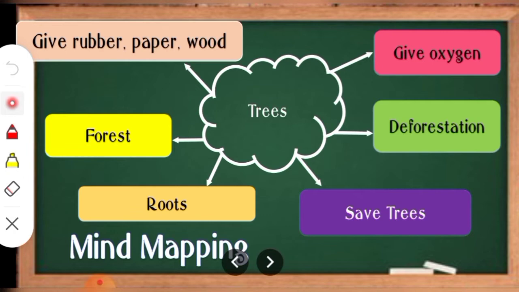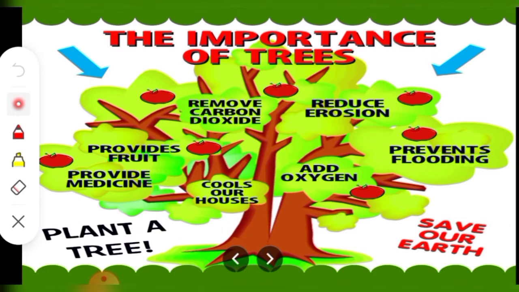Yes, cutting down of trees is called deforestation. And one more thing, trees are very important for our survival. So, we must save trees. Trees provide us so many things, like fruit, medicine, rubber, paper, oxygen, wood, etc. They help to remove carbon dioxide. They cool our houses. They reduce soil erosion. They prevent flooding. Now, let us start with our chapter.